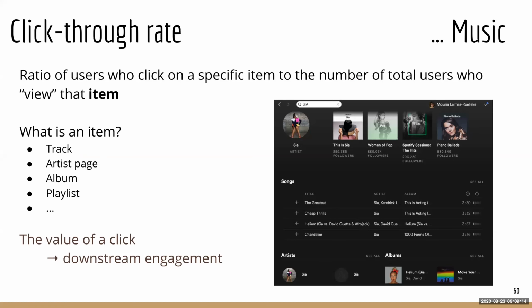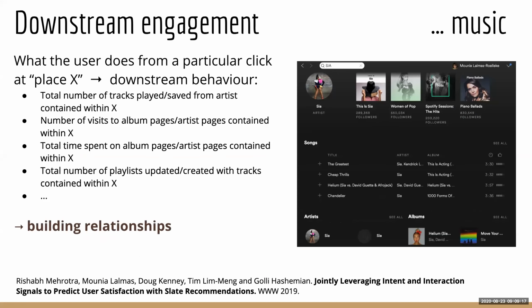This is something we're looking into at Spotify, because it's about this notion of building a relationship. It's about this trust, this contract with the user. So we focus on downstream engagement: you have the click-through rate, you need this click, but then you look at what's next. What the user does from a particular click at place X, for example, whether it is an artist or just a track. We look at various downstream behavior, and it gives additional information about the value of the click. We explained a little bit of this at a web conference last year.